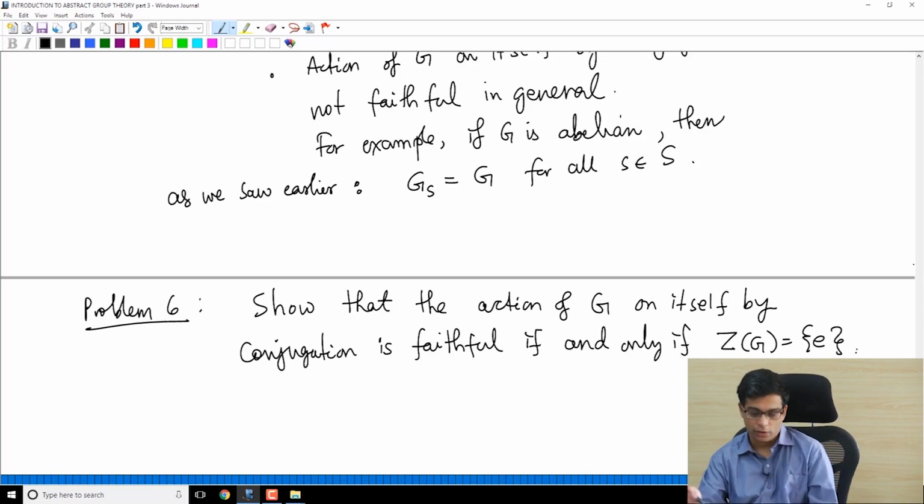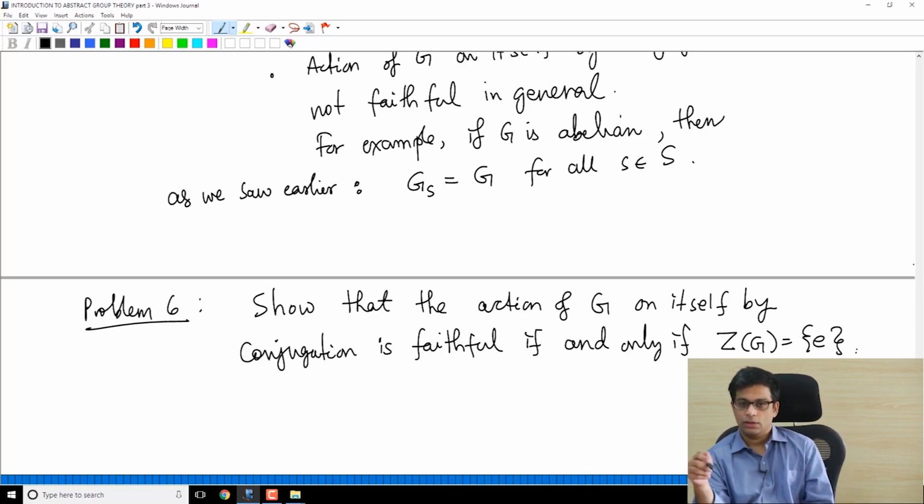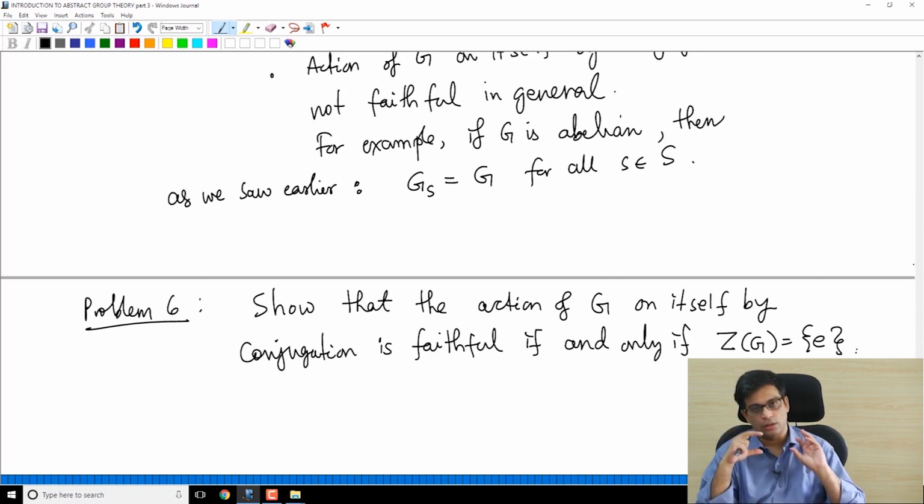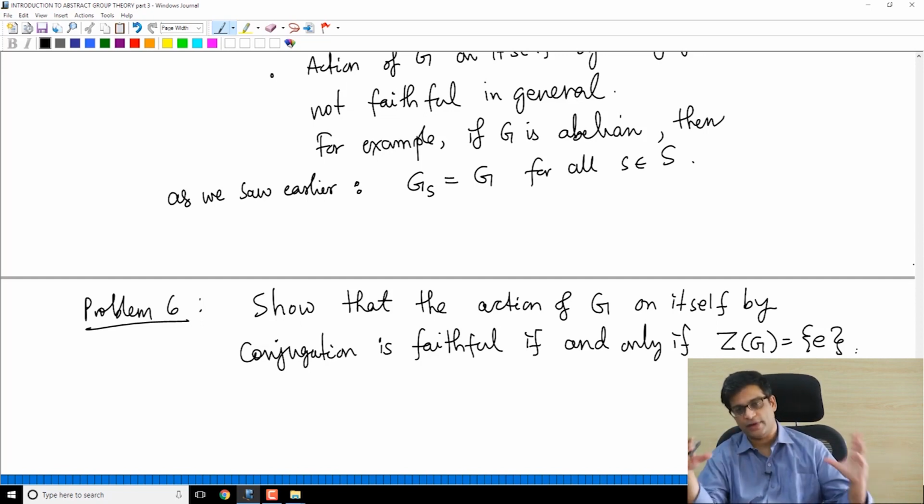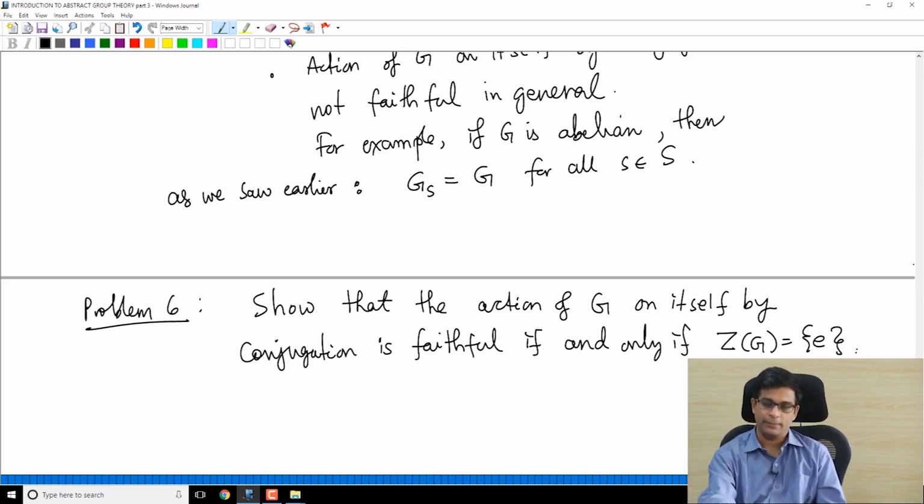Okay, the center I have defined also in the previous problems. See, if G is abelian, it is very far from being faithful. It is in fact diametrically opposite to being faithful, because faithful means intersection of stabilizers is trivial. Sorry, I keep confusing orbits and stabilizers, but faithful means the intersection of stabilizers is trivial. But if it's abelian, all stabilizers are the group G. So certainly it's not faithful.